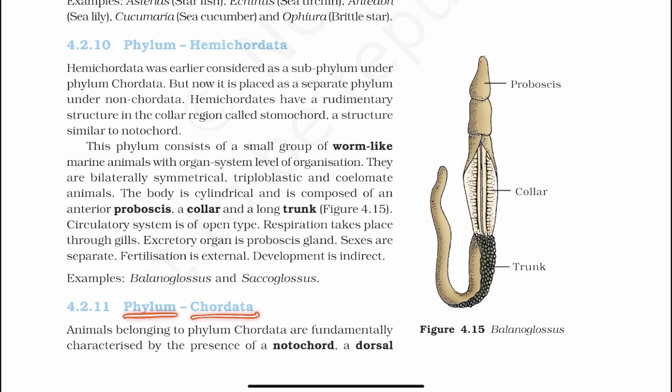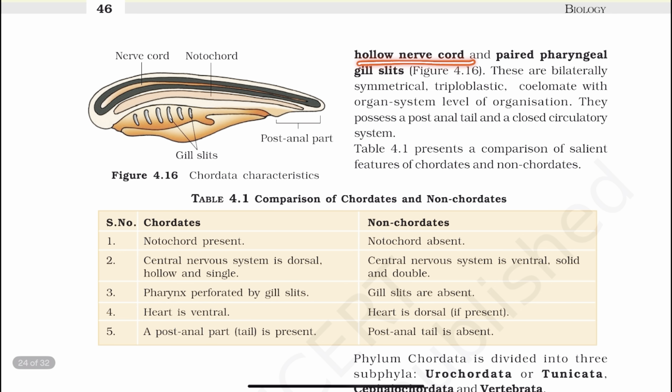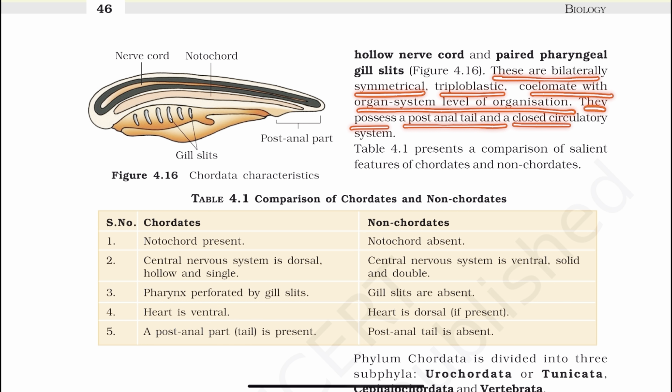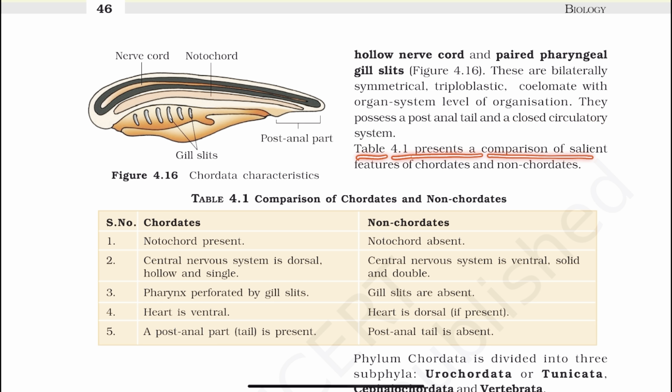4.2.11 Phylum Chordata. Animals belonging to phylum Chordata are fundamentally characterized by the presence of notochord, a dorsal, hollow nerve cord, and paired pharyngeal gill slits. Figure 4.16. These are bilaterally symmetrical, triploblastic, coelomate, with organ system level of organization. They possess a post-anal tail and a closed circulatory system. Table 4.1 presents a comparison of salient features of chordates and non-chordates. Figure 4.16 Chordata characteristics: gill slits, post-anal part, nerve cord, notochord.